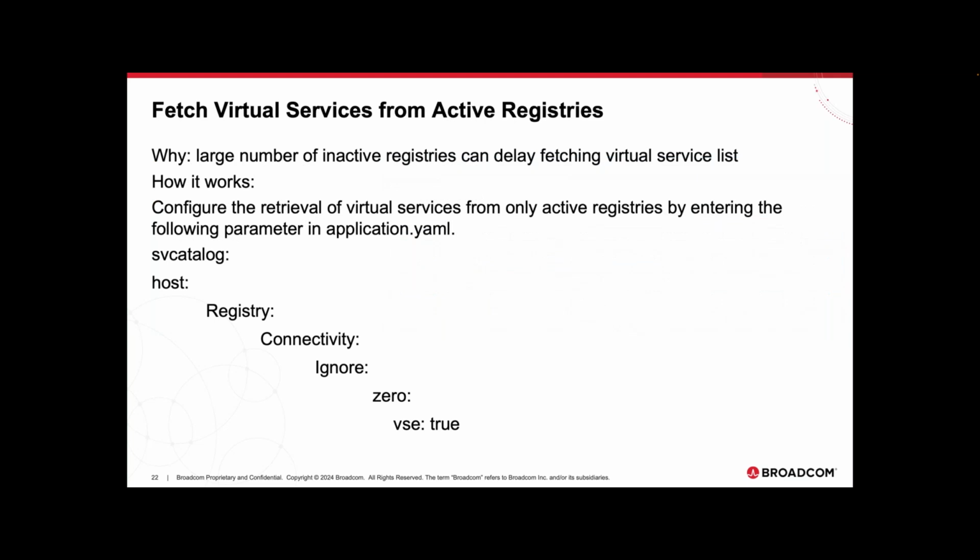And speaking of the performance, you may want to, if you've got a huge number of environments, maybe there are parts of your environment that have moved or migrated, and you only want to show active registries. This could be something that you can use. And basically you would define the parameter in that application.yaml so that you only show the active registries, and it will improve the performance of the virtual service catalog.